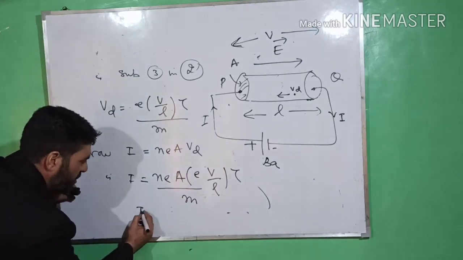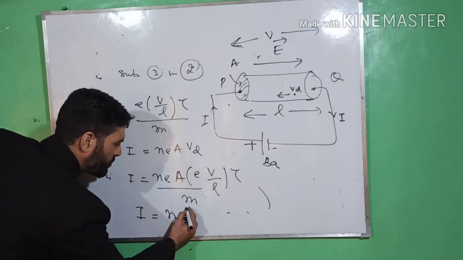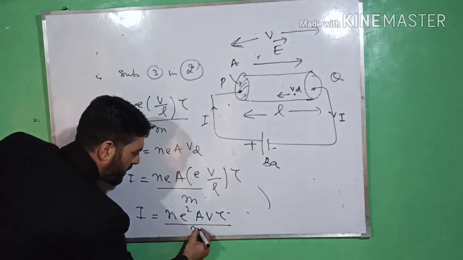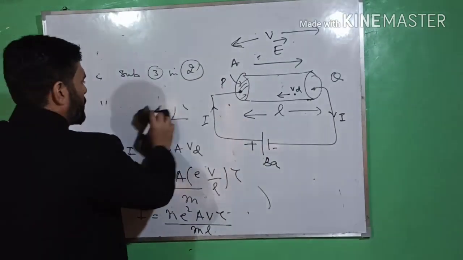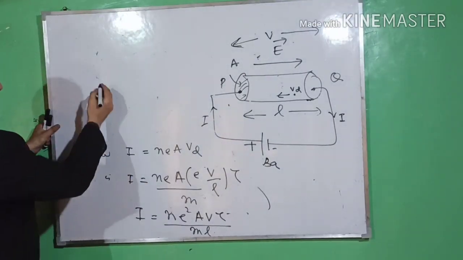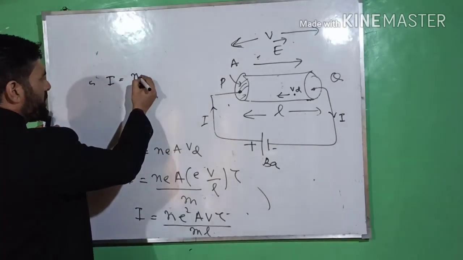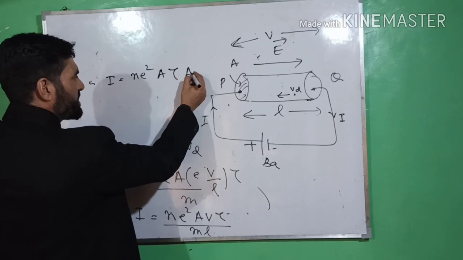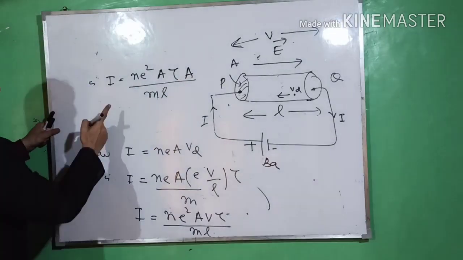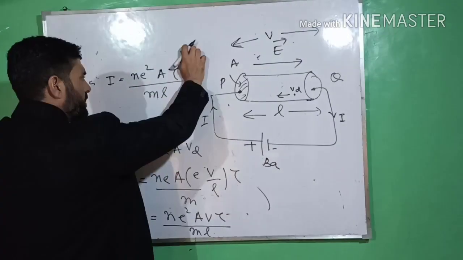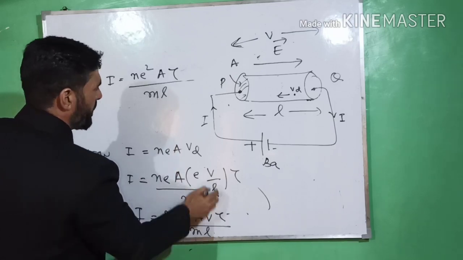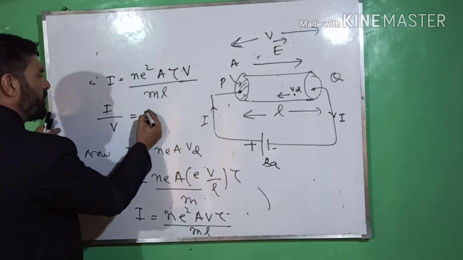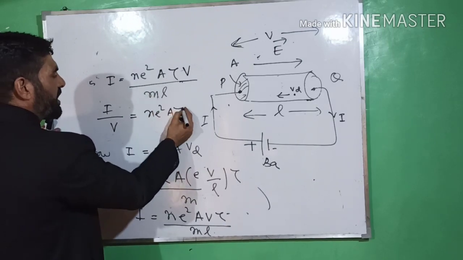Hope you have got this. And I is equal to n e into e, which is e squared, A, V and tau, divided by m into L. Now see my dear students, therefore I is equal to n e squared A tau V divided by m L. So I write V by I is equal to n e squared A tau divided by m L.